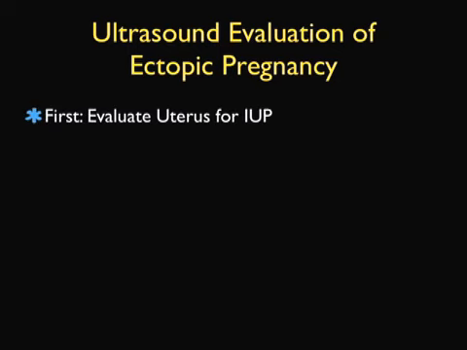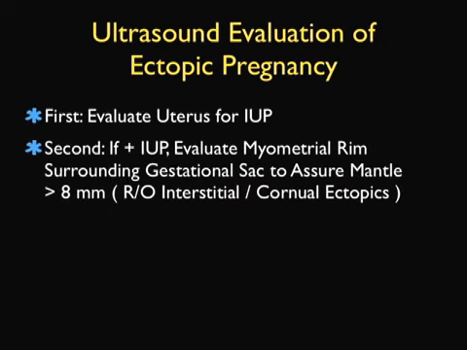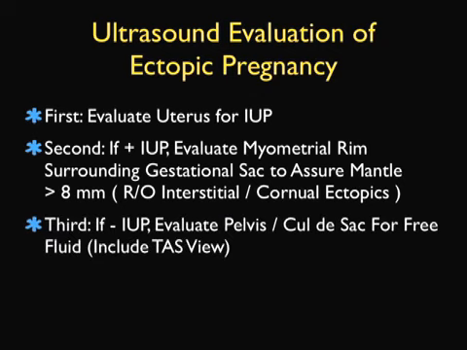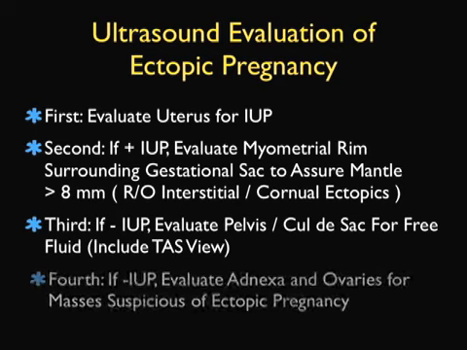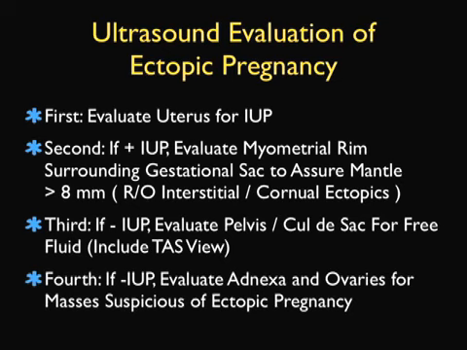As we now have a better understanding of where to look for ectopic pregnancies anatomically in the female pelvis, let's go over a strategy that we can use when employing bedside ultrasound to look for ectopic pregnancies. First of all, we want to evaluate the uterus thoroughly for an intrauterine pregnancy. Second, if an intrauterine pregnancy is seen, we're then going to evaluate the myometrial rim surrounding the gestational sac, known as the endomyometrial mantle. This is the distance between the outer part of the gestational sac and the rim of the uterus. We want to assure that the mantle is greater than 8 millimeters to effectively rule out an interstitial or cornual ectopic pregnancy.